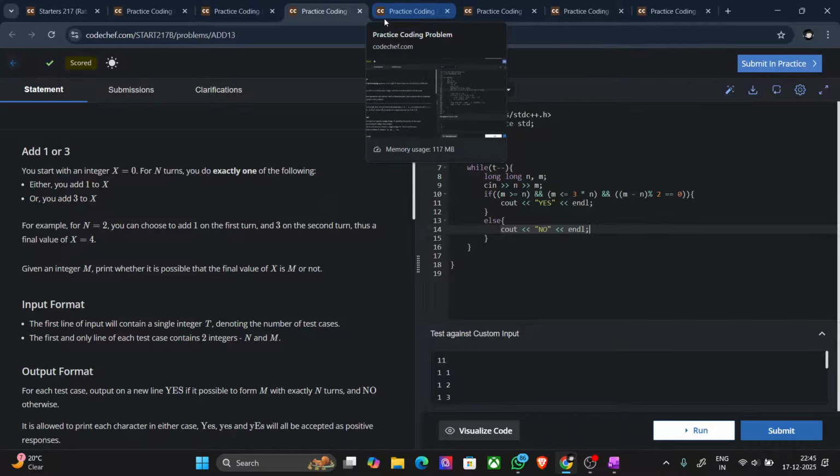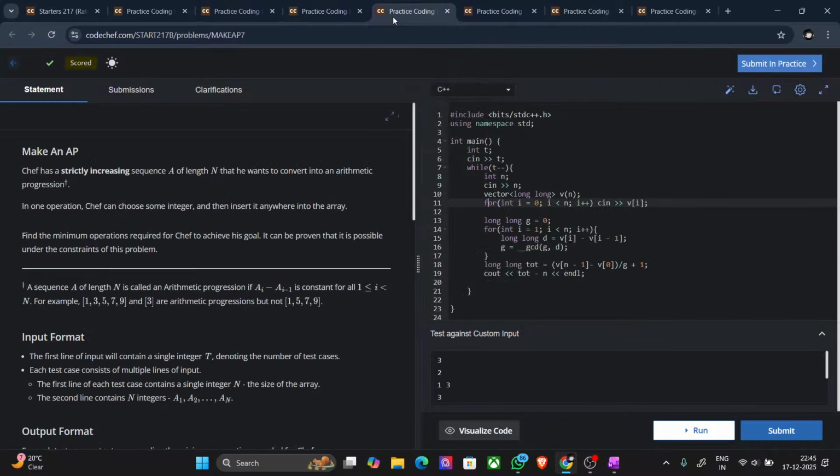Now let's move forward for the third problem. In this problem, oh sorry, it's a fourth problem. In this problem, we are given that Chef has a strictly increasing sequence A of length n that he wants to convert into an arithmetic progression. In one operation, Chef can choose some integer and then insert it anywhere into the array. Find the minimum number of operations required for Chef to achieve his goal. It can be proven that it is possible under the constraints of this problem.